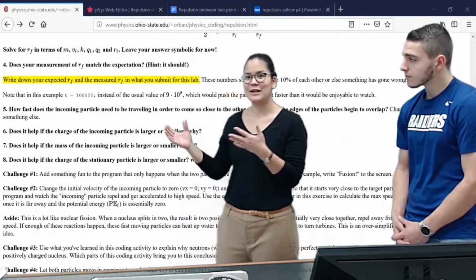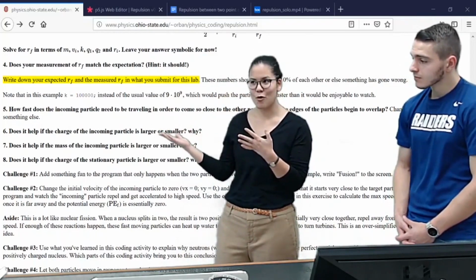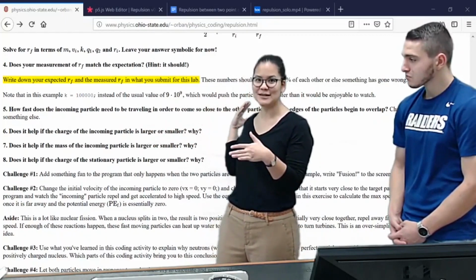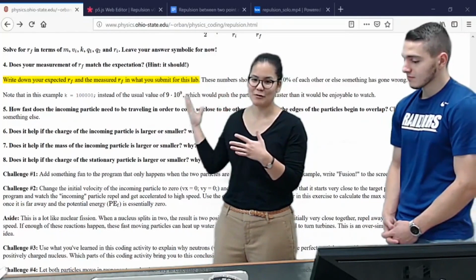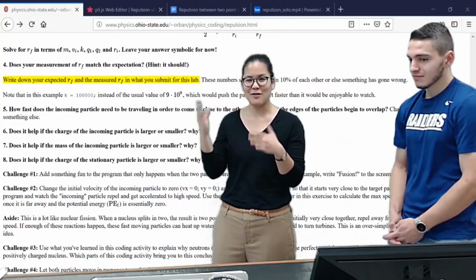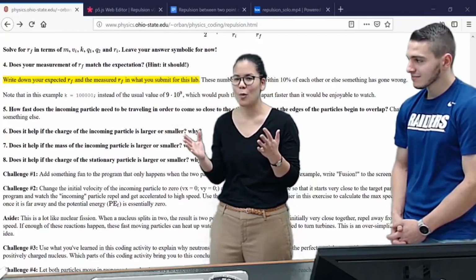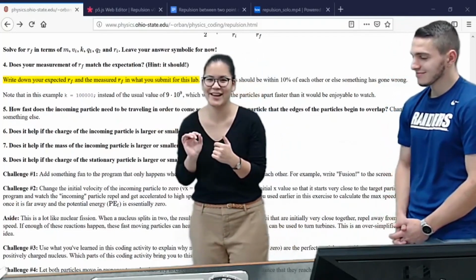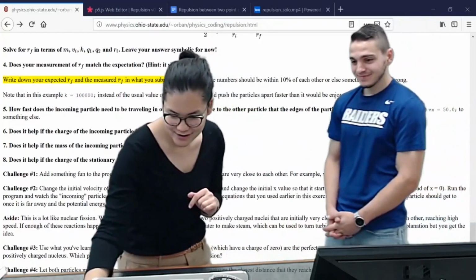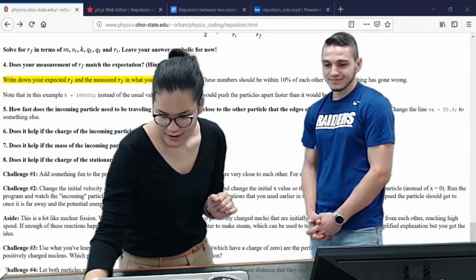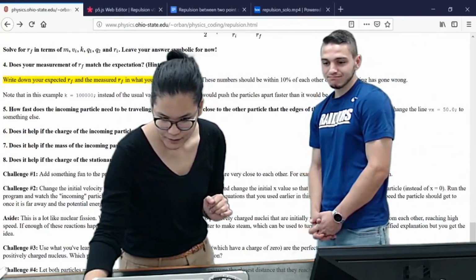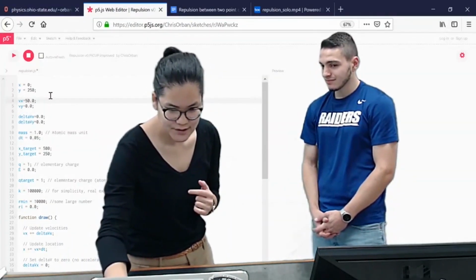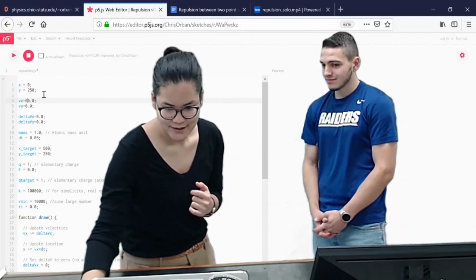So the first thing is, if we give the incoming particle more energy, it should be able to get closer. So it should be able to go farther before that energy is depleted by that repulsive force. So let's play around to see what minimum speed the particle needs before it just touches that target. If we go here, we can just change that initial velocity. So I can go up here. Right now it's 50. We can try 60 first.